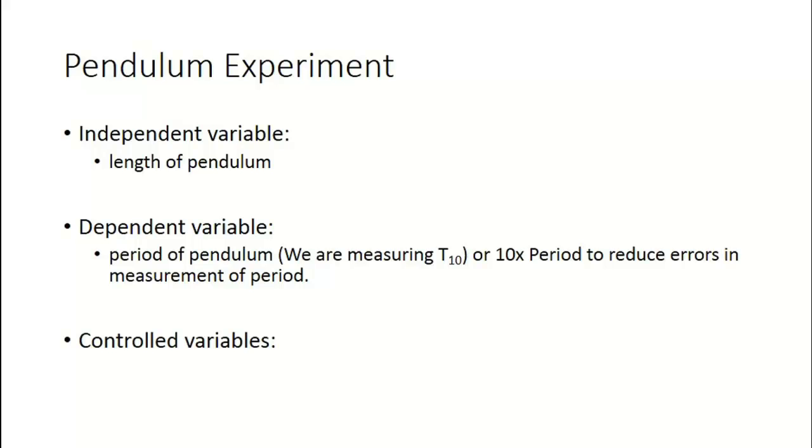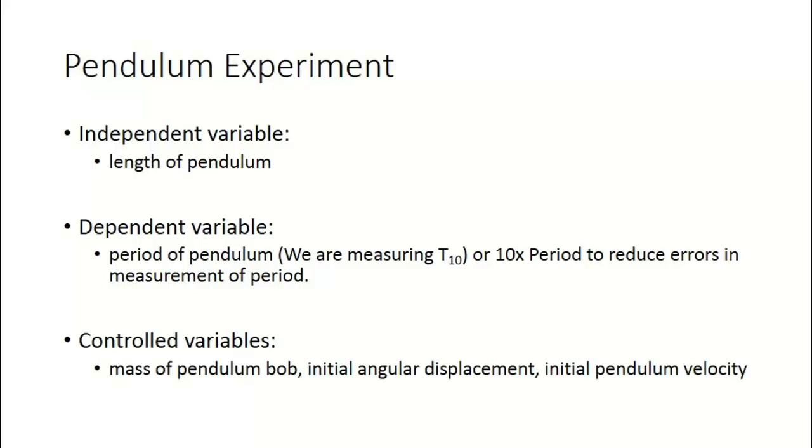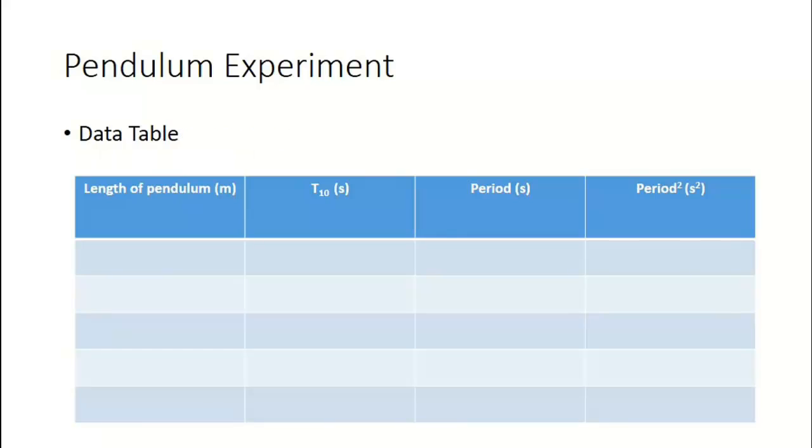And our controlled variables. Controlled variables are things that are kept constant throughout successive trials to ensure that the results are fair. Some examples of our controlled variables are the mass of the pendulum bob, the initial angular displacement, and the initial pendulum velocity. Our next step is to set up an appropriate data table.